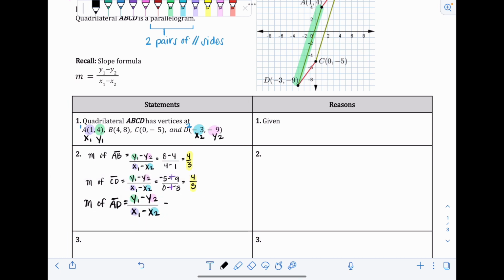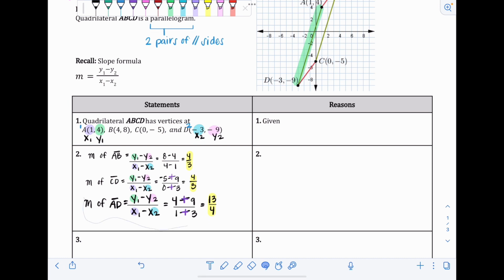So if we start putting each thing in, y1 is 4, and then minus y2 is -9. So minus -9 over x1 is 1, and then minus x2 is -3, so minus -3. We have some double negatives again, so those will turn into a plus. So 4 minus -9 turns into 4 plus 9, so that's 13. And in the denominator, 1 minus -3 turns into 1 plus 3, so that would be a 4. So 13 over 4 is my slope of segment AD.